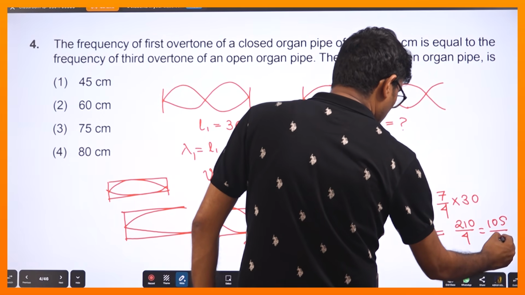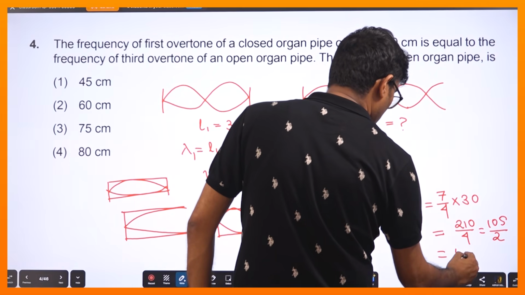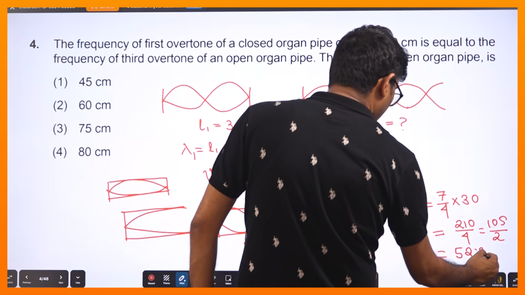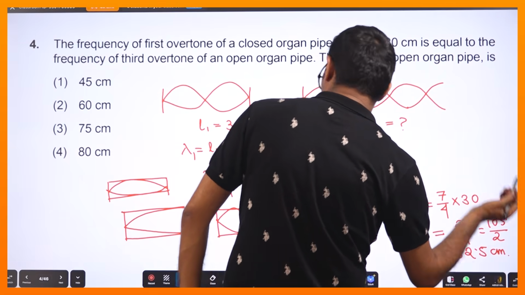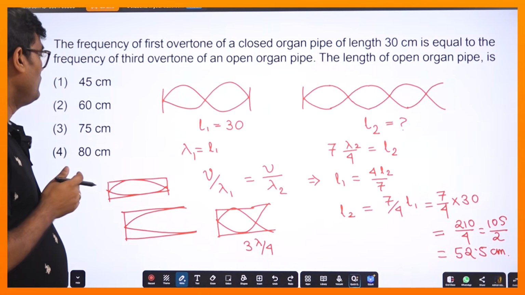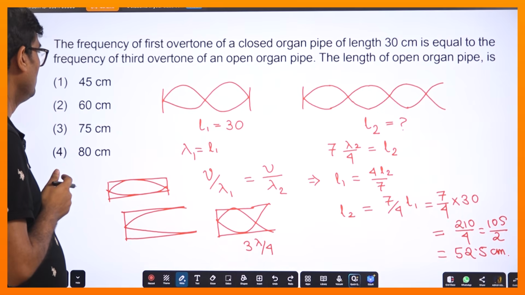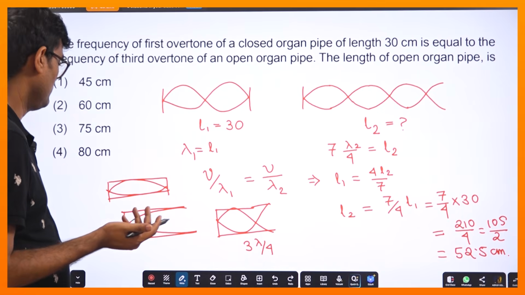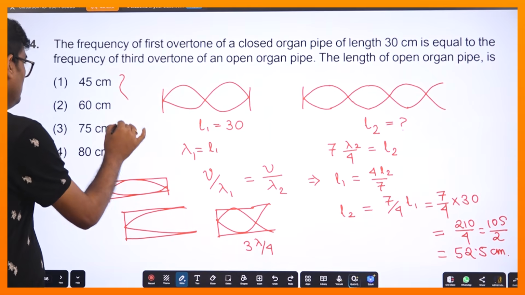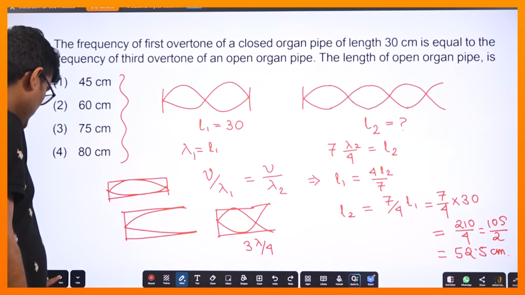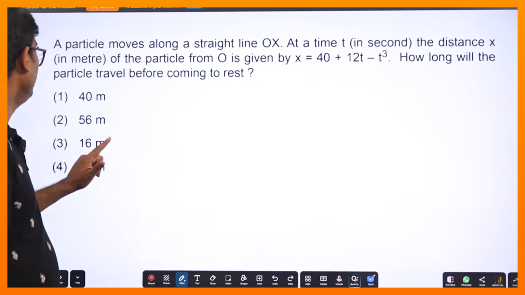105 by 2, that is 52.5 centimeter. First overtone. I think this question has some option wrong in here. You have to check. Okay, let's move to the next question.